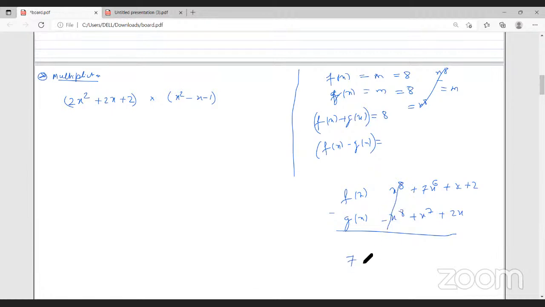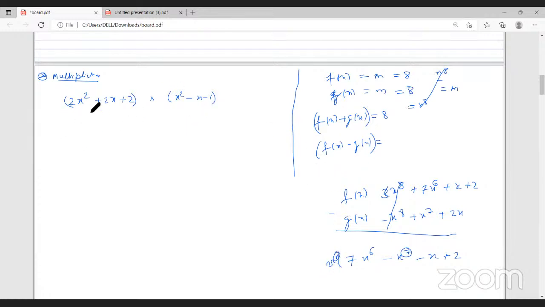And what will I get? 7x to the power 6 minus x to the power 7 minus x, minus 2. So the degree of this polynomial will be 7, right? So it depends on the expression f of x and g of x, and the coefficient of this term also. Suppose it is 3 and it is only 1, so it will be 2x to the power 8. Then in that case the degree will be 8, right? Okay, I understand. Thank you.